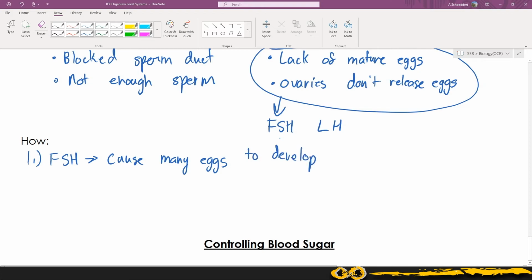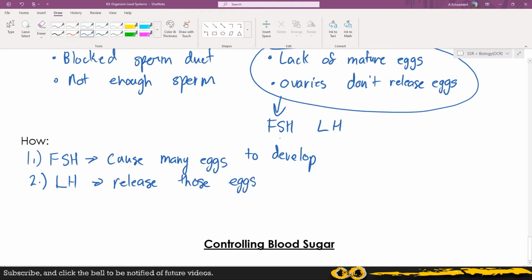And then you can also add some LH to release those eggs. And if that's not enough, then what you might do is you might move into in vitro fertilization, or IVF. In vitro meaning in glass.